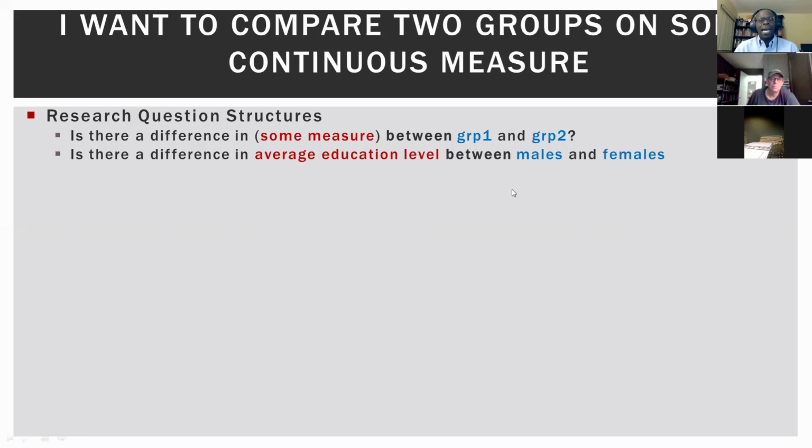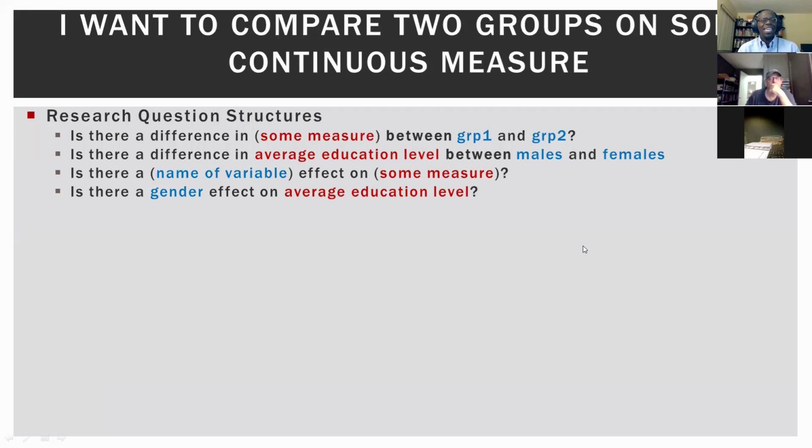All right. Now, another way of structuring the research question for this group is: is there a name of variable effect on some measure, right? So name of variable is going to be the name of the grouping variable. That's why it's in blue. And then some measure is going to be the dependent variable, which is in red. So an actual example would be, is there a gender effect on average education level? Okay, on average education level.